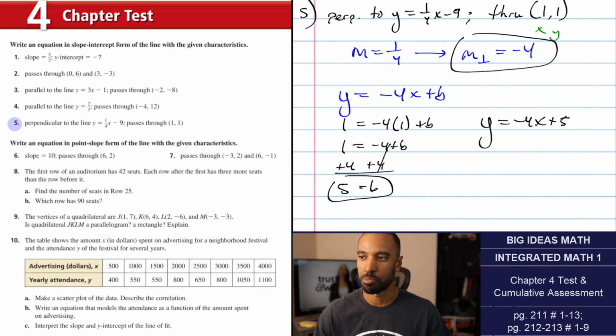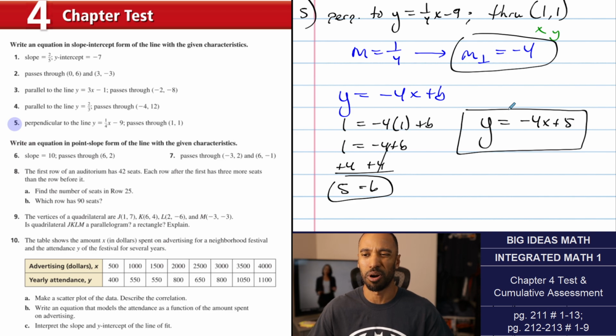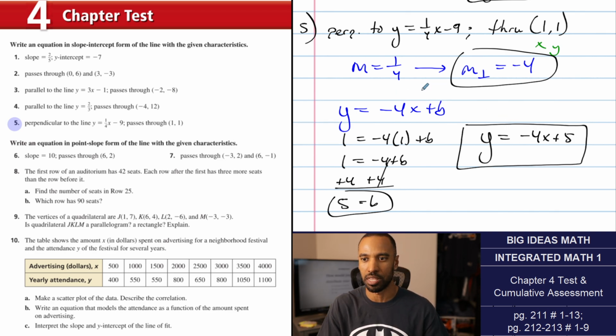I'm writing a little too fast. Let me do that again. Y equals -4x plus 5. And I could have done the point slope form version. This time I use slope-intercept form. It's kind of an either-or thing. I want to keep using them as often as I can.